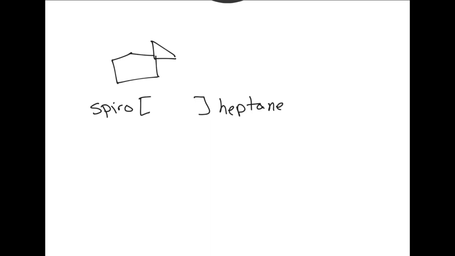Now, for the numbers, right, you count from the shared carbon back to the shared carbon. So you go, okay, 1, 2, 3, 4. So it's 4 to get back to the shared carbon. So this is 4. Then you put a dot, and then you count the other side, 1, 2. So this is spiro 4.2 heptane.